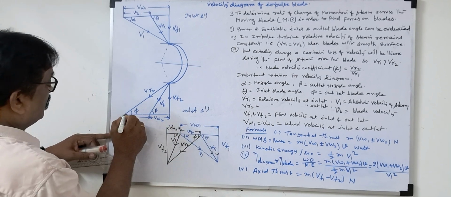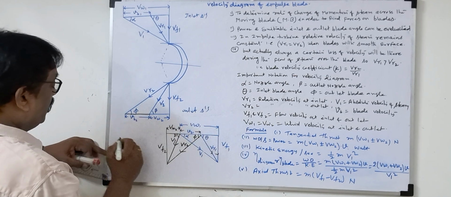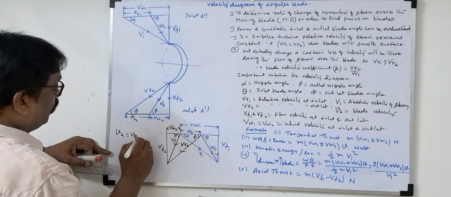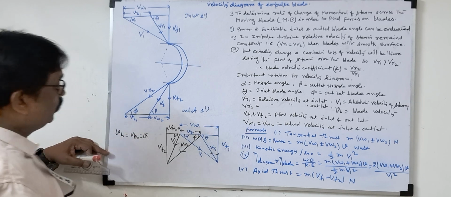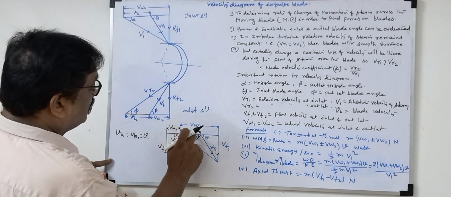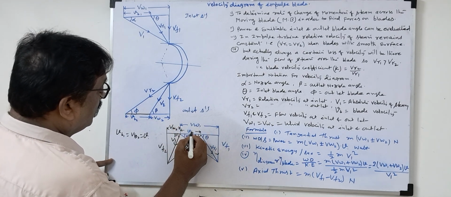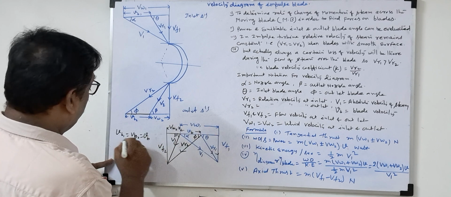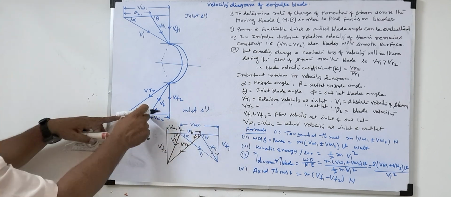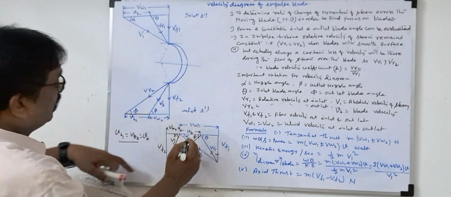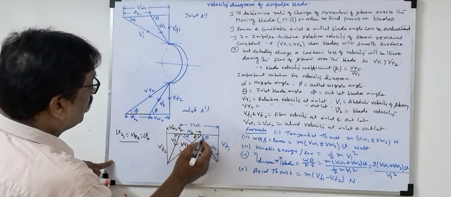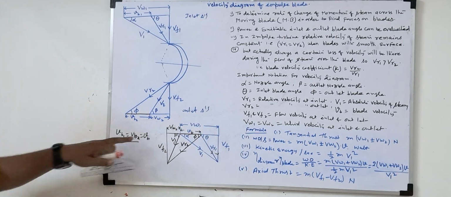Now what will we see for the blade velocity? Blade velocity VB1 is equal to VB2. Both will be equal, so we can say this is VB. Blade velocity at inlet and blade velocity at outlet, both will coincide. So this blade velocity will always be equal.